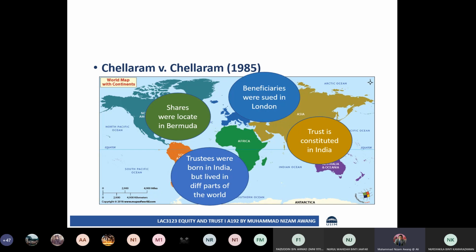Another case that we have come across before is Chalaram and Chalaram. Even though some of the trustees, the trust and the shares were located outside England, the court decided that for the convenience of the parties, even though some trustees were not based in England, they can still come to England at their own convenience. Based on that fact, the court held that it can have jurisdiction over the matter.